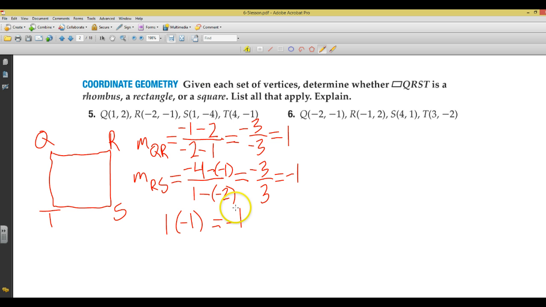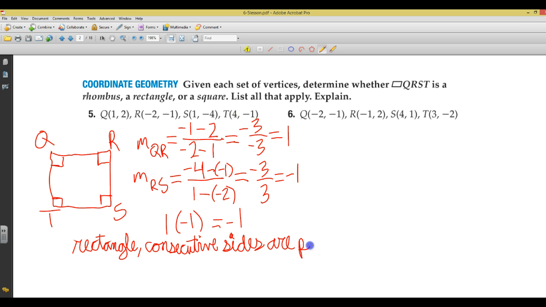So anytime the product of the slopes is -1, then we know that the two lines are perpendicular. So we've just shown that this parallelogram has a right angle, which means that all angles are right angles. So we know that our parallelogram is at least a rectangle. And to explain that, consecutive sides are perpendicular. And so let's continue on here.